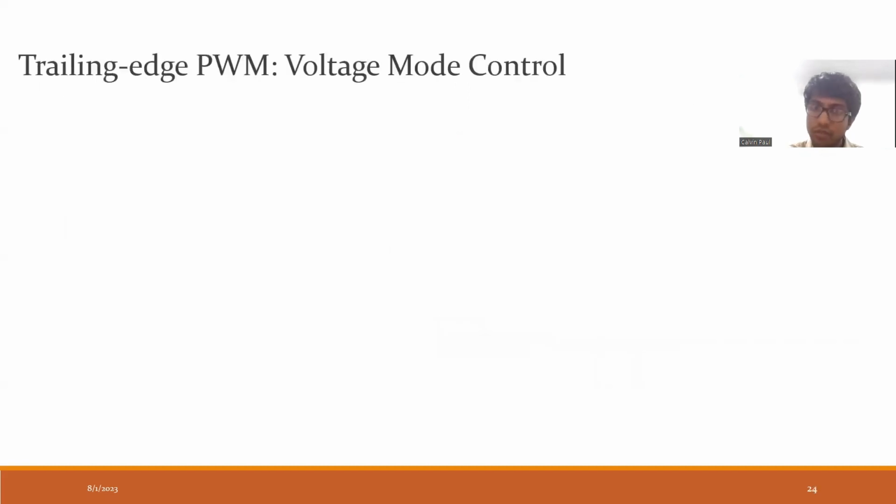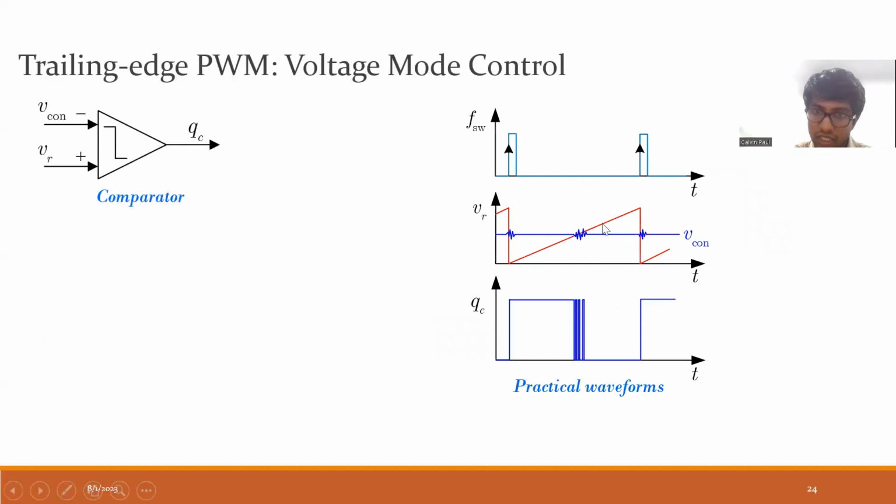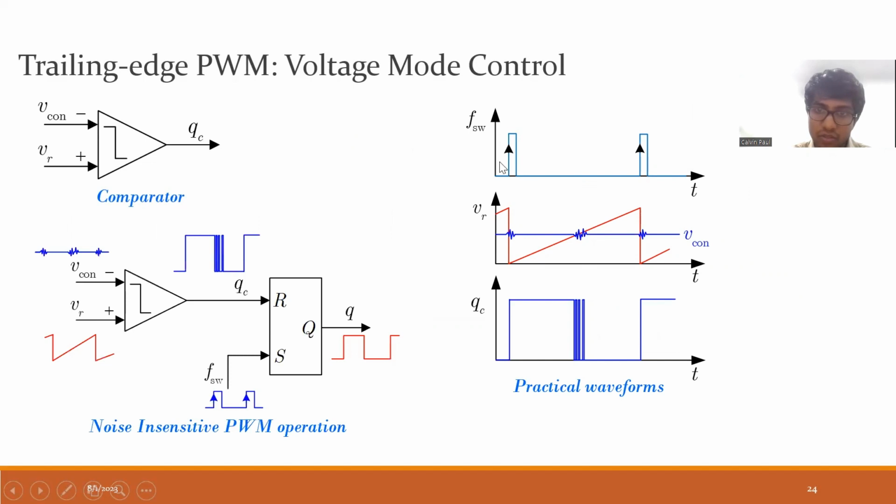So let us see trailing edge PWM voltage mode control. I have a comparator, VREF, VR and VCon. VR is the ramp. So this is my VR changing like this, and this is my VCon changing like this, and this is my set pulse. FSW is my set pulse. So I give the set pulse over here, and my Q will be on. Because S is 1, it turns on, and it will continue to stay on even when S becomes 0. Now, when VCon becomes greater than VR, then QC will go low.